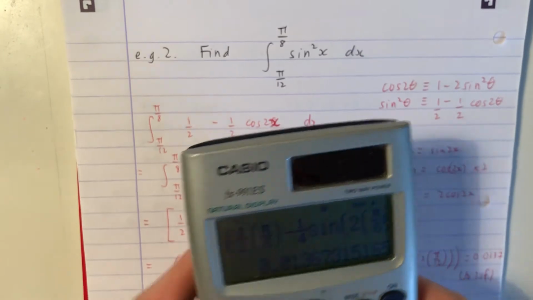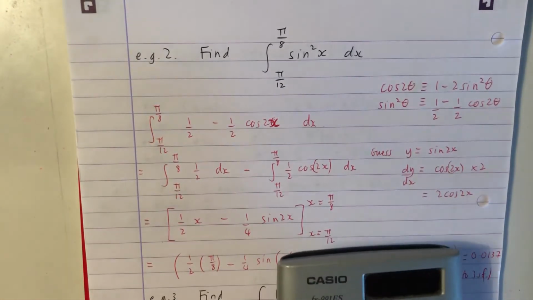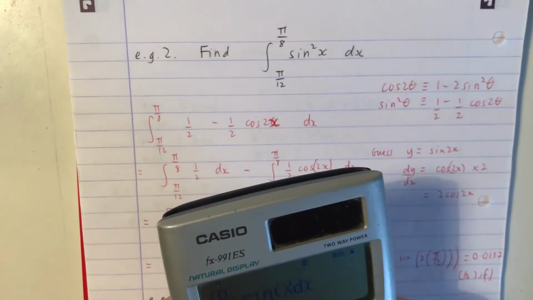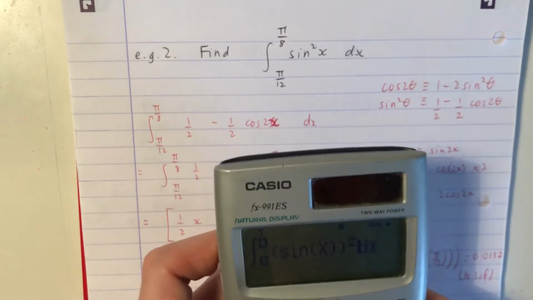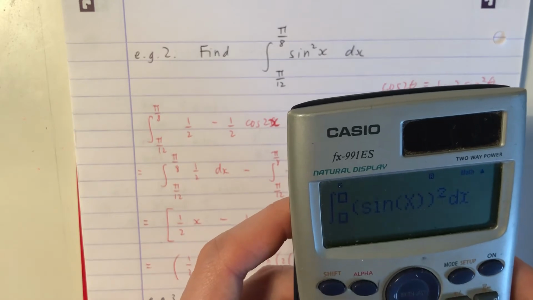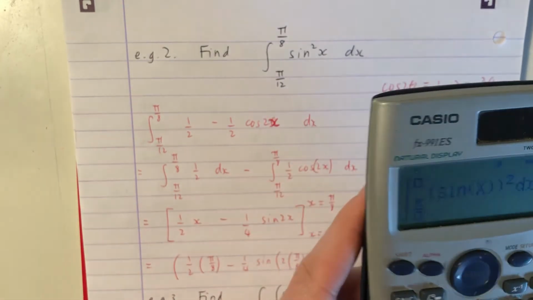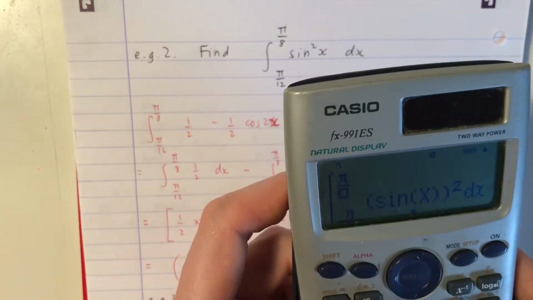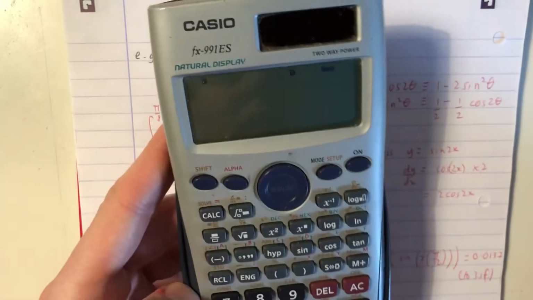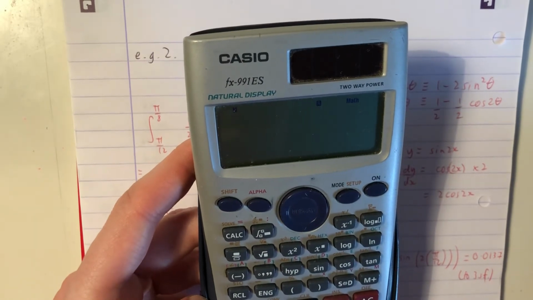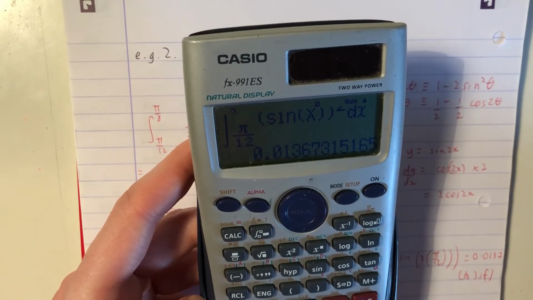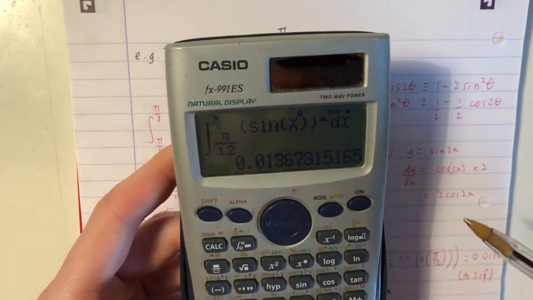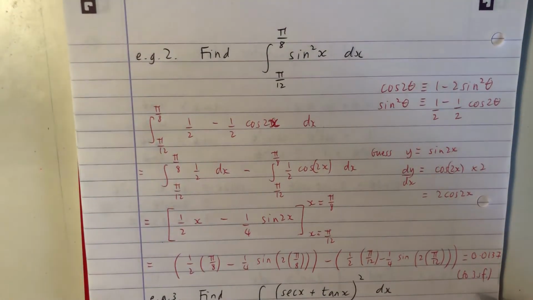See if that's right. Use the integration button on the calculator. sine x squared between pi by 12 and pi by 8. Okay, it's exactly the same, so we definitely did it correctly. So the only difference would be if they said the exact value, I'd have to actually use my brain in that last step.